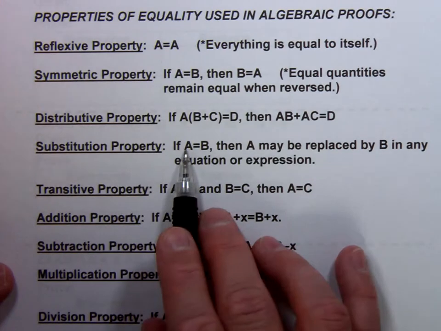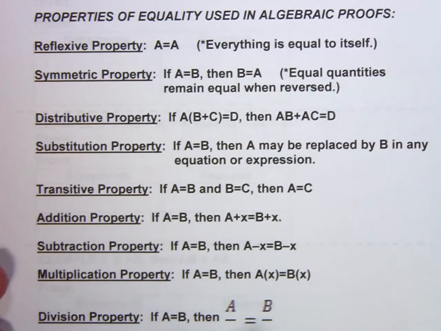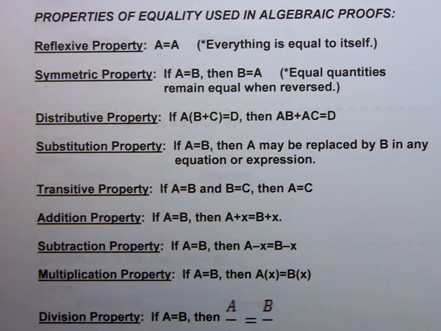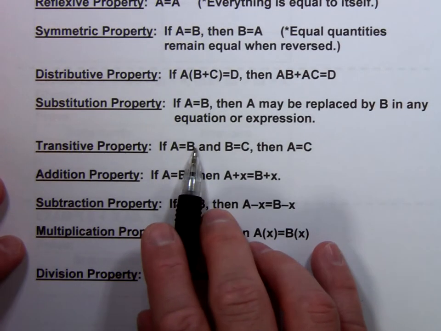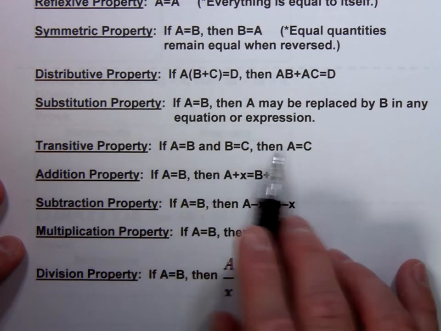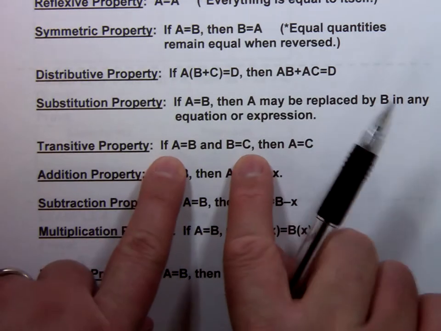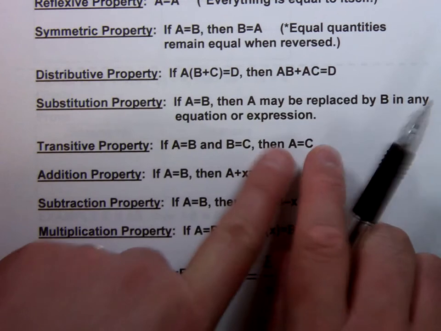Substitution property, if A is equal to B, then A may be replaced by B in any equation or expression. We substitute all the time when we're doing our algebra. If I know X is equal to 5, then anywhere I see X, I'll substitute 5 in place of it. I'll replace the X with a 5. Substitution property. Okay, transitive property. If A is equal to B and B is equal to C, then A is equal to C. Basically A and C are both equal to the same number, therefore they're equal to each other.